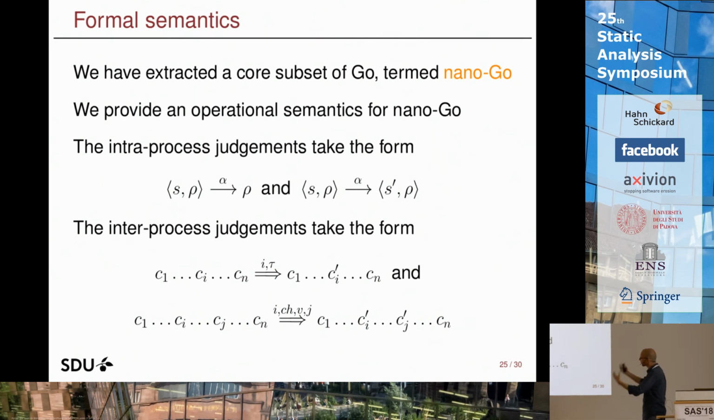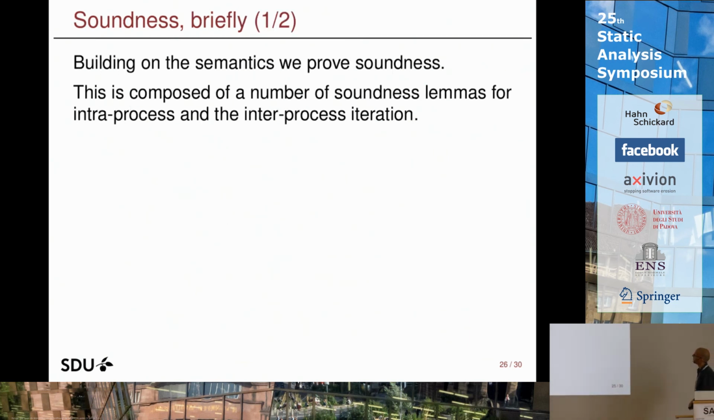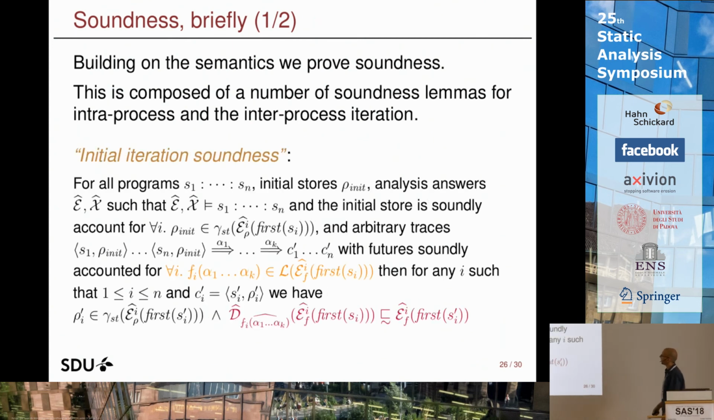We phrase structural operational semantics using this traditional idea of annotating arrows to describe network actions. So this is at the process level, and then at the system level, we can say things like, okay, process I is performing a tau step, or process I and J are communicating the value V over channel CH. And then we use this operational semantics to prove soundness. That's complex, but there's a trace here with a number of network actions.